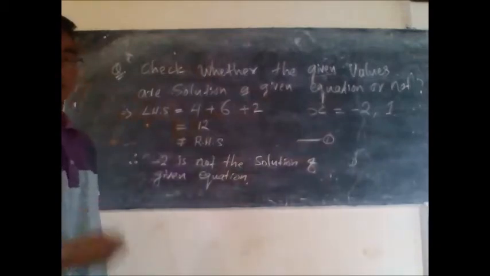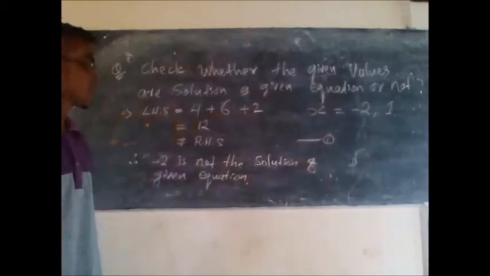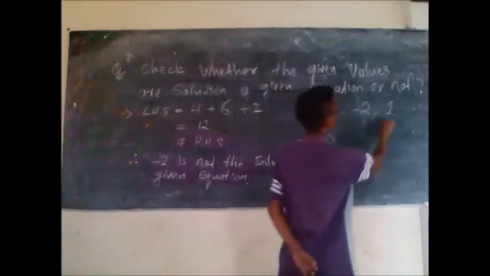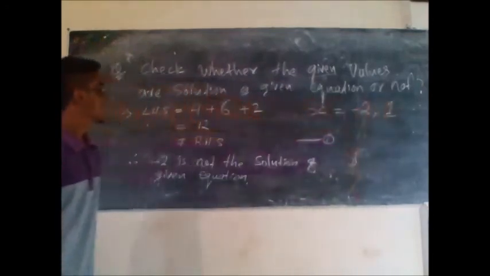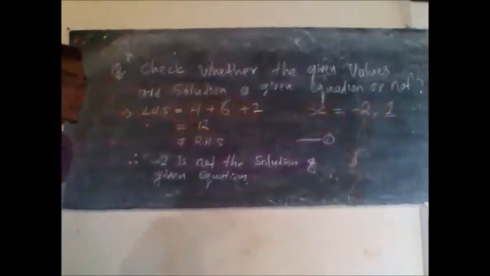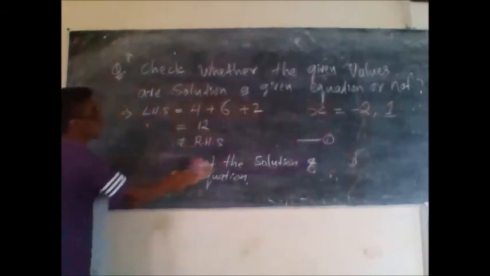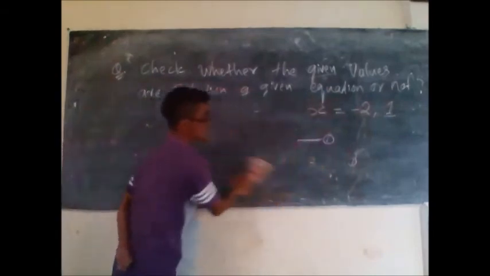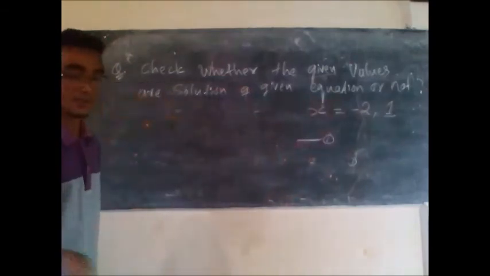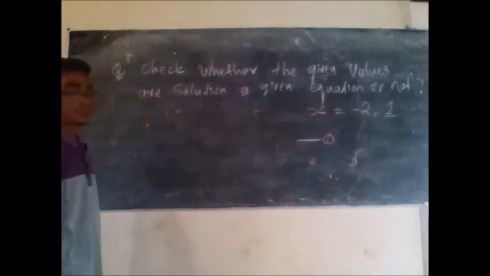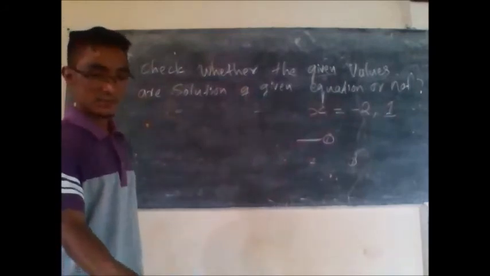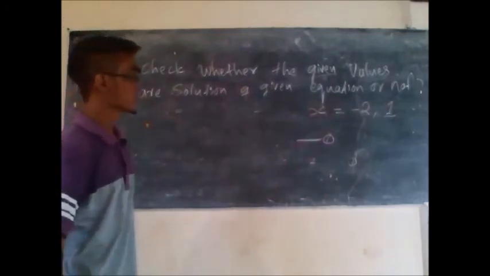Next, we check x equal to 1. Again take equation 1: x square minus 3x plus 2 equal to 0.